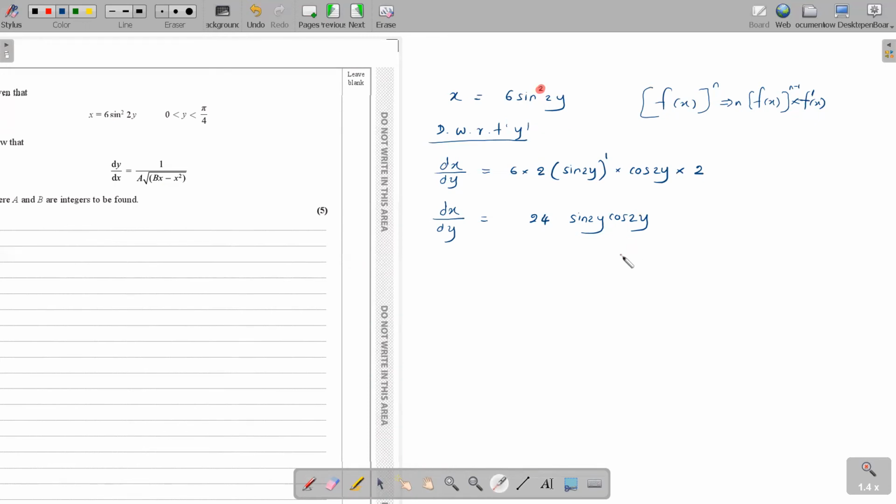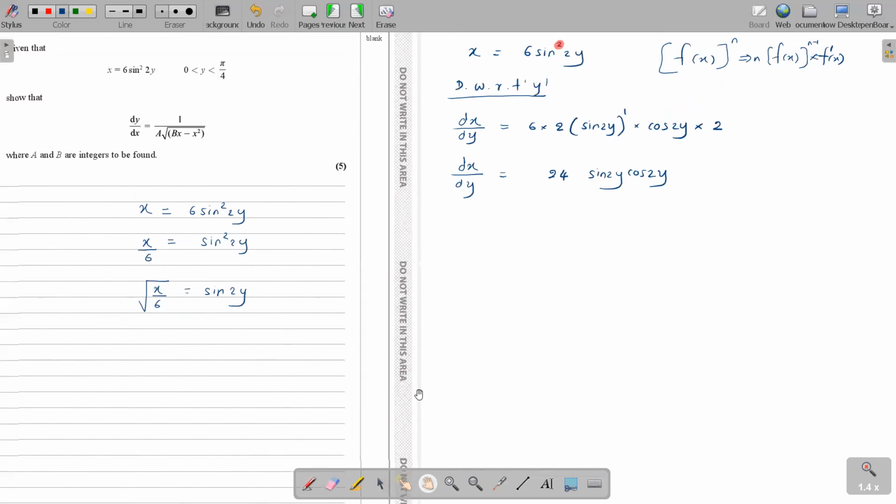I think the best thing you could do here is make sine 2y the subject, and get the answer in terms of x. So I can see here x equals 6 sine square 2y, which means x over 6 equals sine square 2y, which means sine 2y equals root x over 6. So that's what I need here: sine 2y is directly root x over 6.